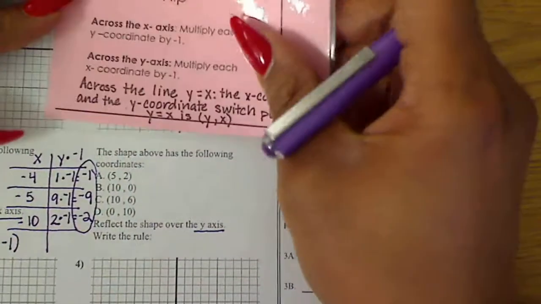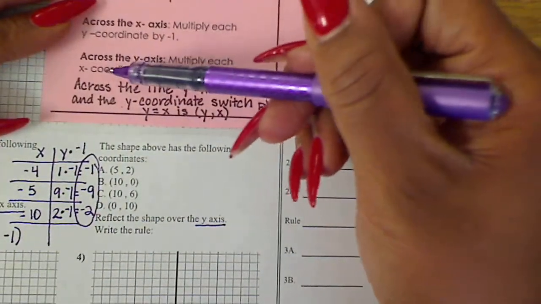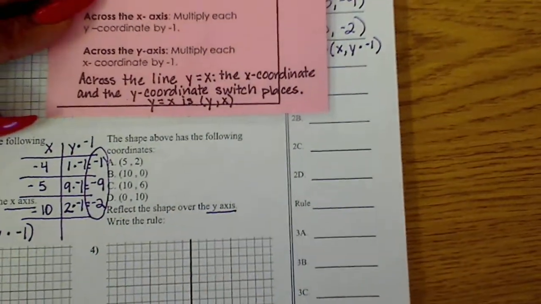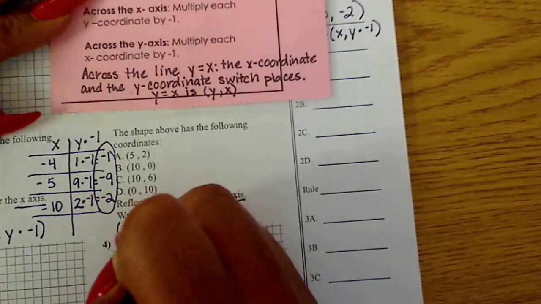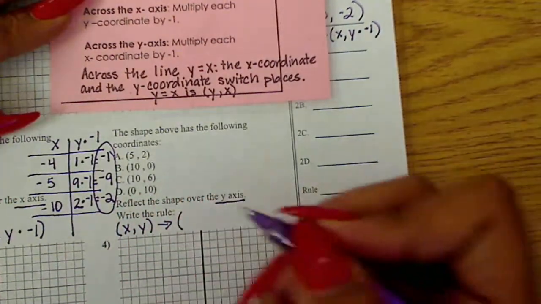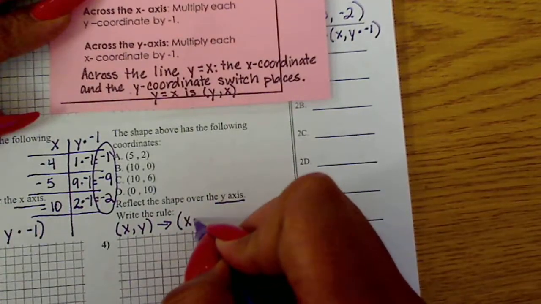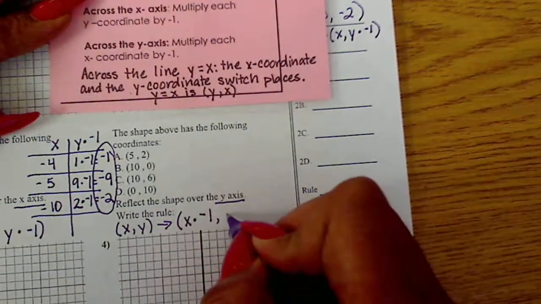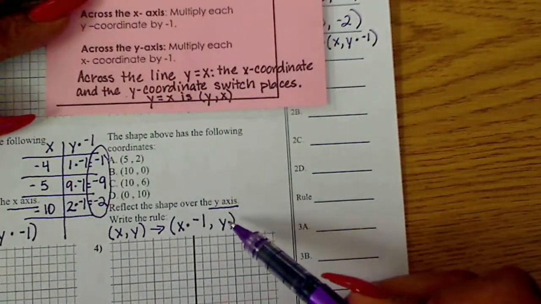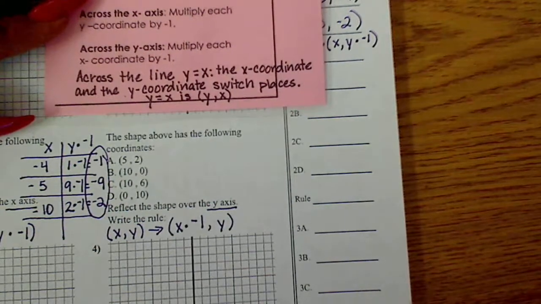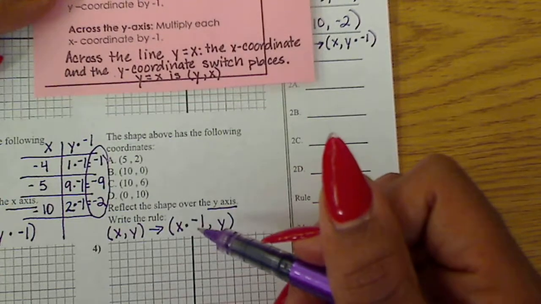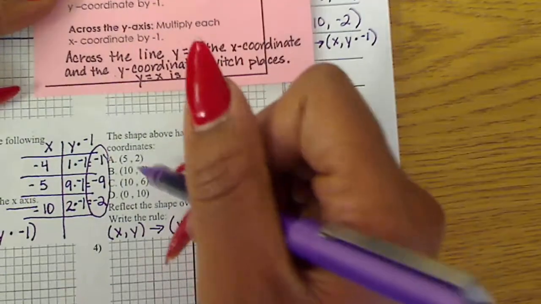When I reflect over the y-axis, I multiply each x-coordinate by -1. Okay? So my rule would be, when I have the ordered pair x and y, I'm going to multiply my x-coordinate by -1. My y-coordinate will remain the same. And this is when you reflect over the y-axis. So all of the y's are going to stay the same.